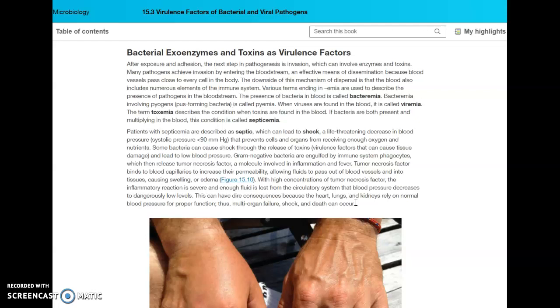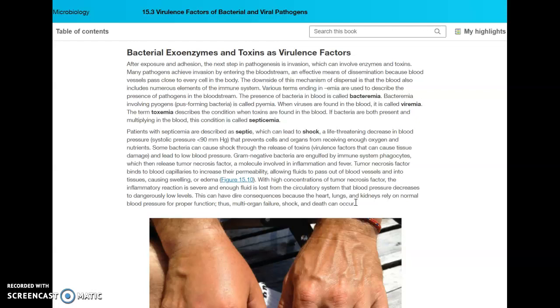Individuals that have septicemia, so they have an active infection of bacteria multiplying in the blood, are described as septic, and this can lead to shock, which is when the blood pressure drops. When the blood pressure drops, this prevents oxygenation to parts of the body. Some bacteria cause shock through the release of toxins. Some cause septicemia and toxemia when they get into phagocytes. When our phagocytes, cells of the immune system, ingest them, they can trigger inflammation and fever.